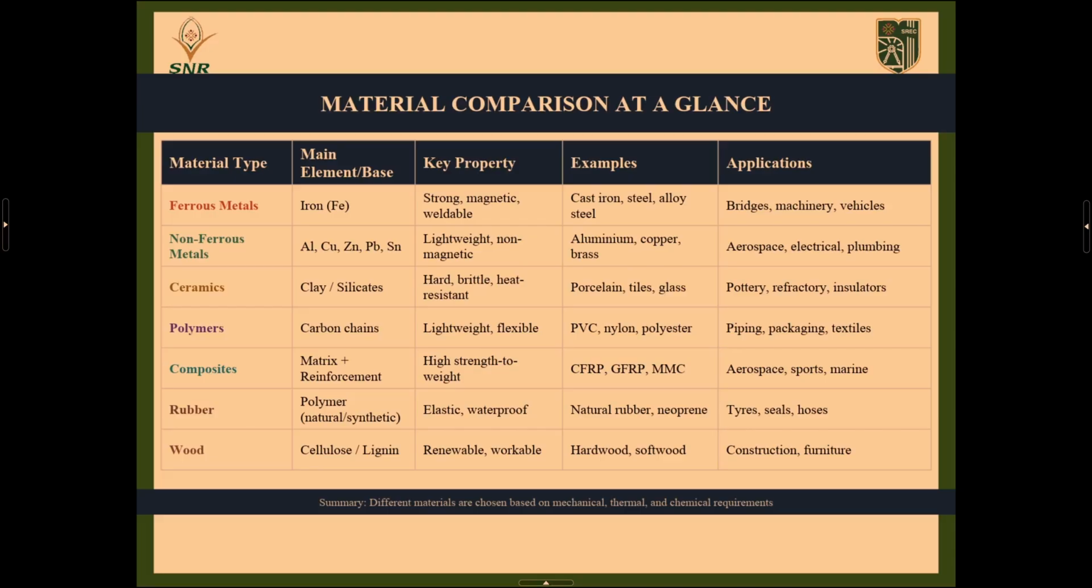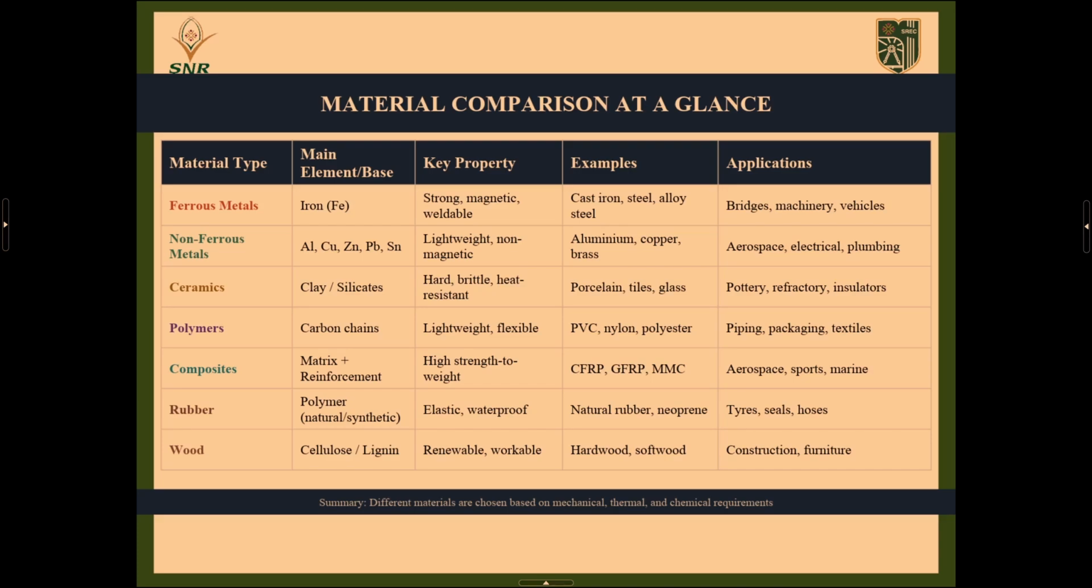Non-ferrous metals, mainly aluminum, copper and zinc, are lightweight and non-magnetic. For example, aluminum, copper and brass are used in aerospace, electrical and plumbing applications. Coming to ceramics, made from clay, they are hard, brittle and heat resistant. Tiles, glass, refractories and insulators are made from ceramics.